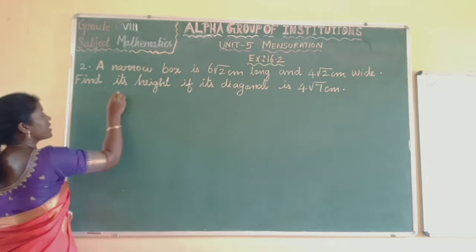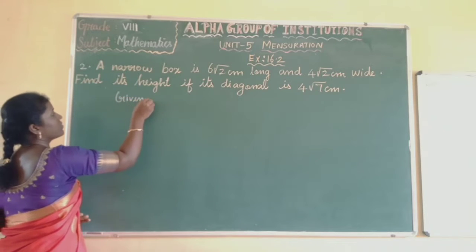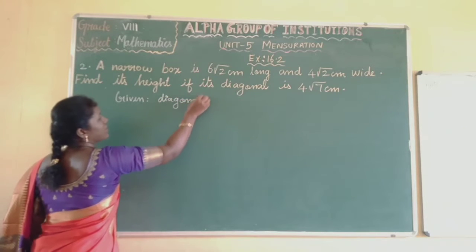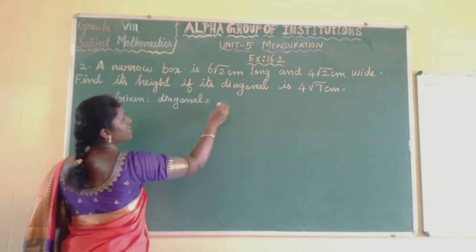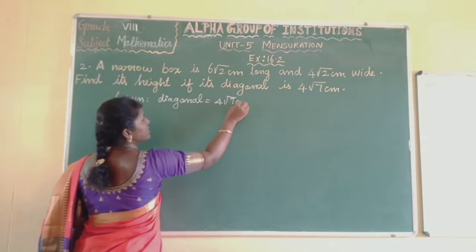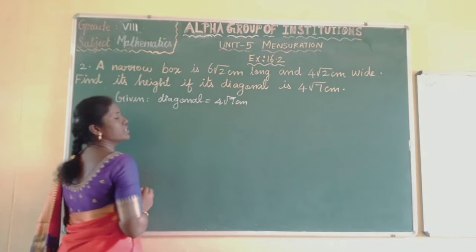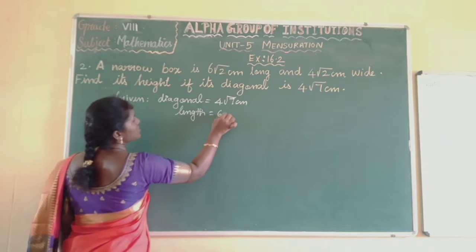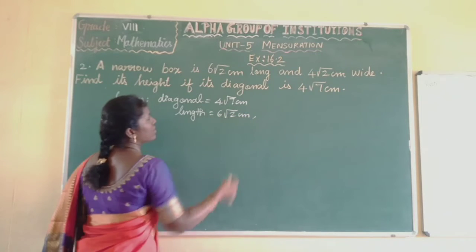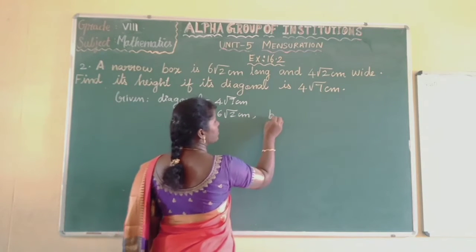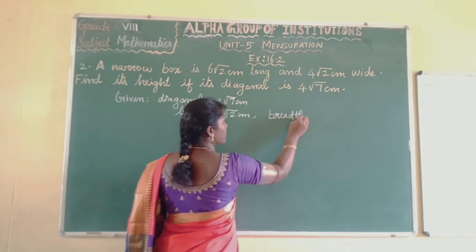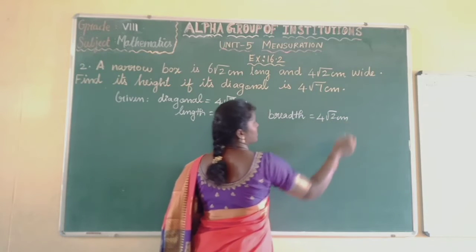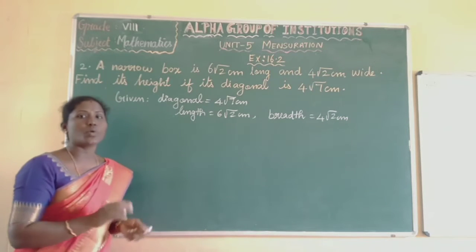Okay. So what are the things given here? They gave the diagonal length. What is the length of this diagonal? 4√7 centimeter. Length of the diagonal is 4√7 centimeter. And long is taken as length, length is equal to 6√2 centimeter. And wide is taken as breadth, and you can use the word wide itself. Wide is equal to 4√2 centimeter. Now we have an idea how to solve this.